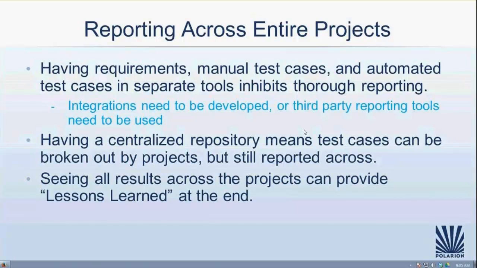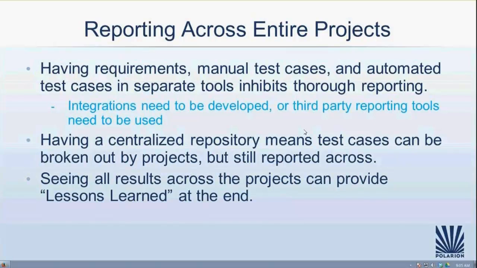Having all of your requirements, your manual test cases, your automated test cases, and your design in separate tools really inhibits reporting, right? If I have my requirements in an RM tool, my design in a task management or maybe an agile tool, and my test cases in a specific test management tool, I can't really report on that unless I either integrate all the items together or use some sort of third-party reporting tool to pull information out. However, both of those methods have their issues, right?